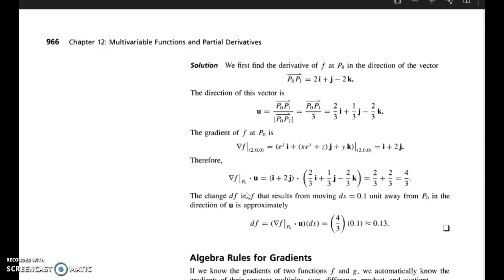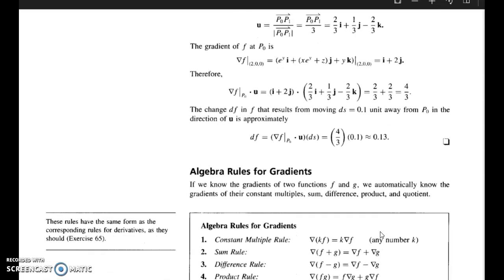So del f at the point P0 dot u equals (i plus 2j) dot (2 by 3 i plus 1 by 3 j minus 2 by 3 k), which is 1 into 2 by 3 plus 2 into 1 by 3, that is 2 by 3 plus 2 by 3 equal to 4 by 3. So the change df, given that ds is equal to 0.1 unit, is del f at the point P0 dot u into ds. That is 4 by 3 into 0.1, which is approximately 0.13. This is the answer.